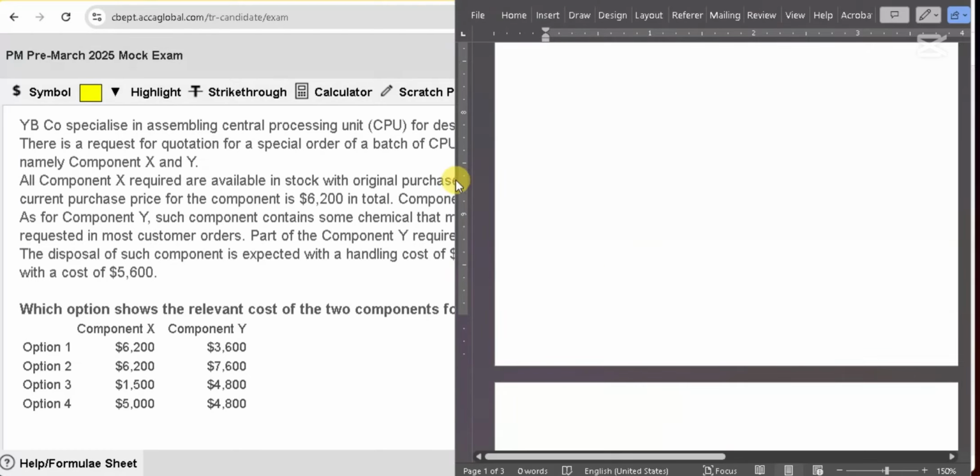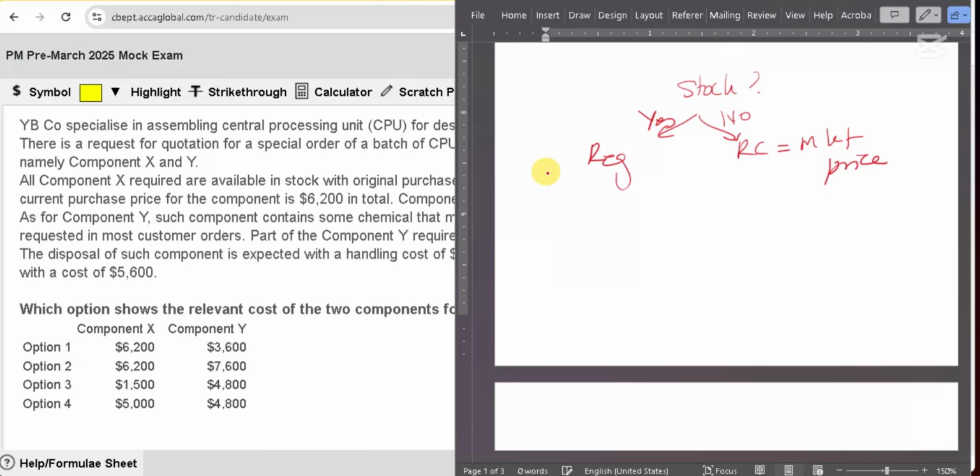I usually use a chart. What is the chart I use? First question you ask, is it available in stock? If the answer is no, relevant cost will be equal to market price. Why? You're going to buy from the market and use it. If the answer is yes, you have to ask the next question, is it regularly used? Regular usage.